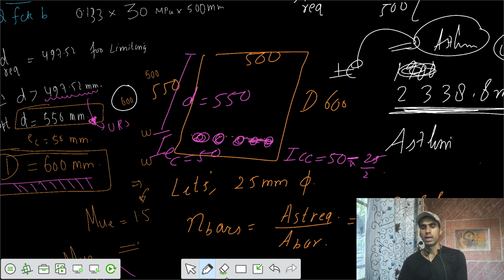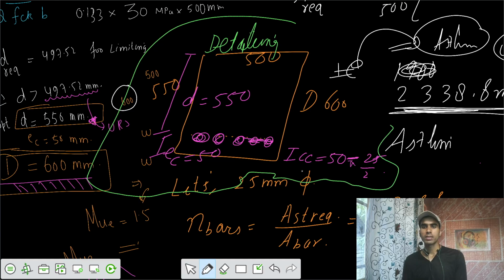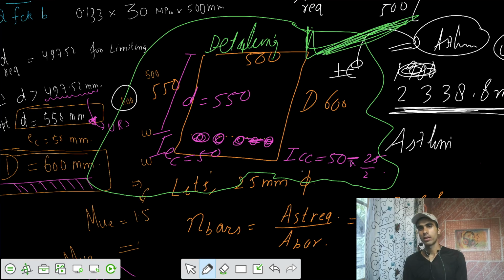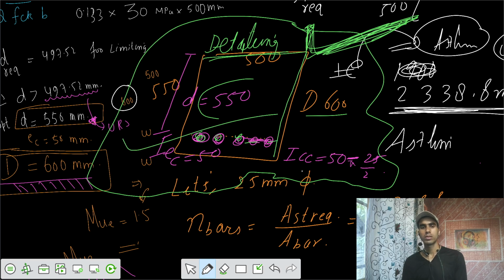This final part we call detailing of the section. That means the final thing after one designs something, the final trophy, the final gift we can have as a designer. We have a beam of dimensions 500 by 600, and the bars are placed 50 millimeters center to center from the bottom. This is our final design, called detailing of that section.